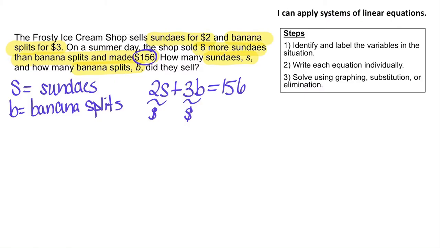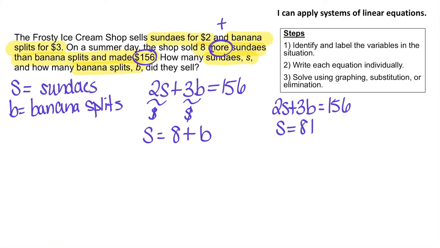Then it tells us that the shop sold 8 more sundaes than banana splits. So the number of sundaes is going to be 8 more than. More is going to be plus, right? If you remember, 8 more than is going to be 8 plus B. So S equals 8 plus B. So this is going to be our system of equations now. We have 2S plus 3B equals 156, and we have S equals 8 plus B.